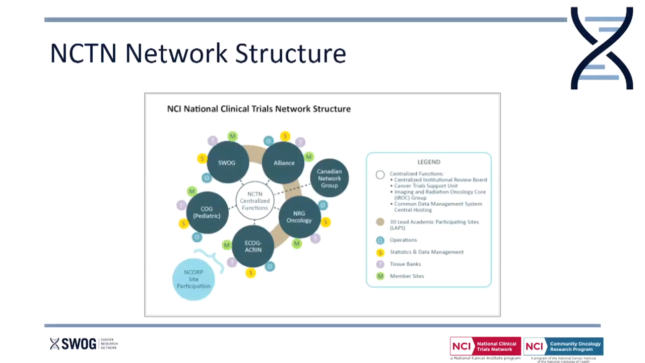The network structure, I won't go into a whole lot of detail, but I think it's important to recognize that the NCI has provided a lot of services that are centralized, but each of the groups has their own support as well. So what you can kind of see, even though this diagram is a little busy, is that there are a lot of centralized functions, but then each group has their own operations, their own statistics and data management center, their own tissue banks, and their own participating member sites. And those don't always overlap. And particularly with the staff support with operations and statistics, those are entirely separate for each group.